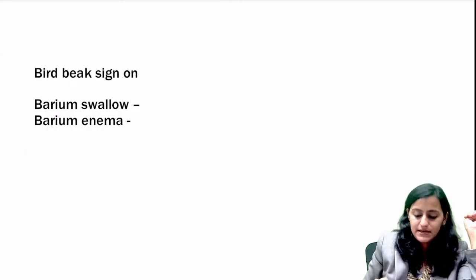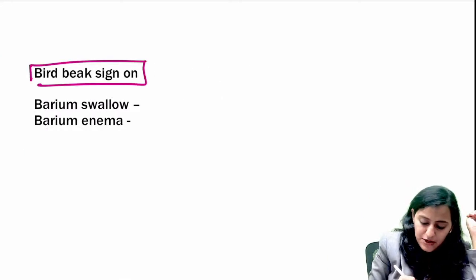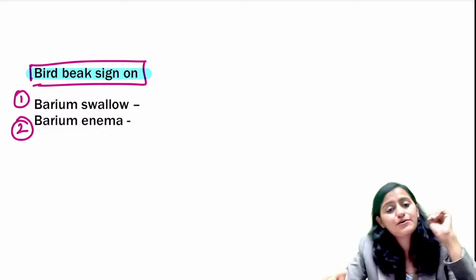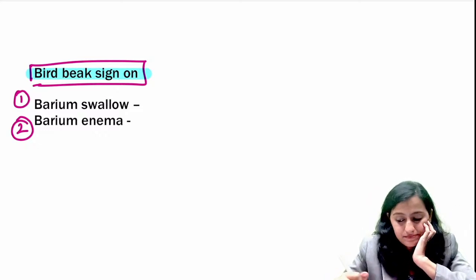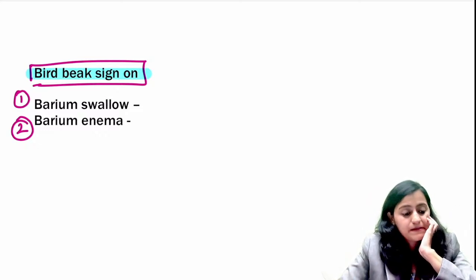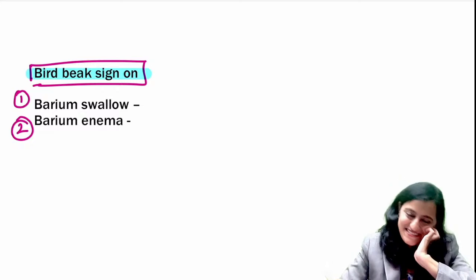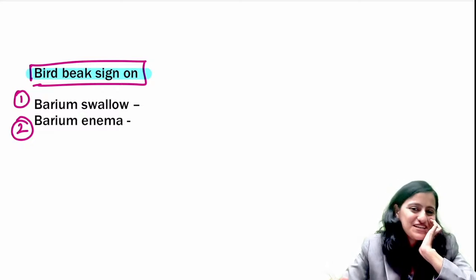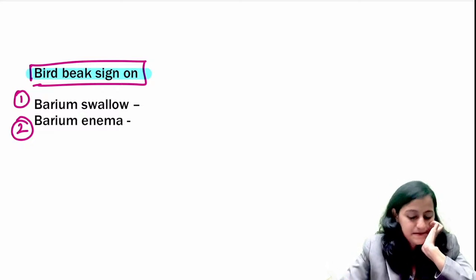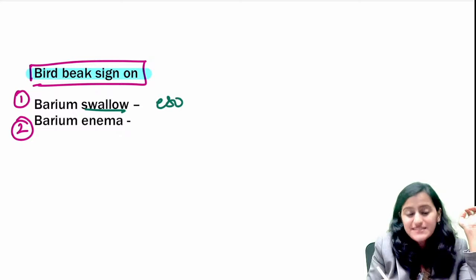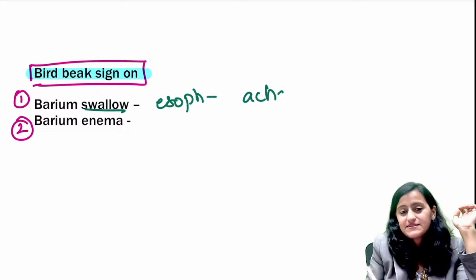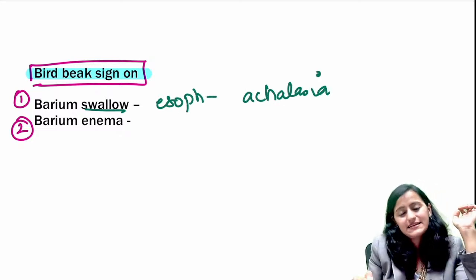Next one, where do you see the bird beak sign? On barium swallow and on barium enema. Burkitt's has starry sky, correct. PSGN has starry sky. See, barium swallow is for the esophagus, so the esophageal pathology is going to be achalasia.